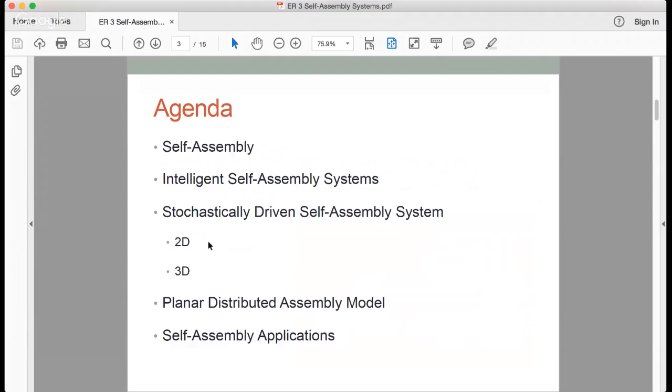Our agenda for today will include the definition of self-assembly, some systems including intelligent self-assembly systems, stochastically driven self-assembly systems, whether 2D or 3D, the planar distributed assembly model, and some self-assembly applications that we covered in our last meetup, but from a modular perspective. This time we will go through some of the systems that we discussed last time, but from a different point of view, which is more related to self-assembly algorithms.